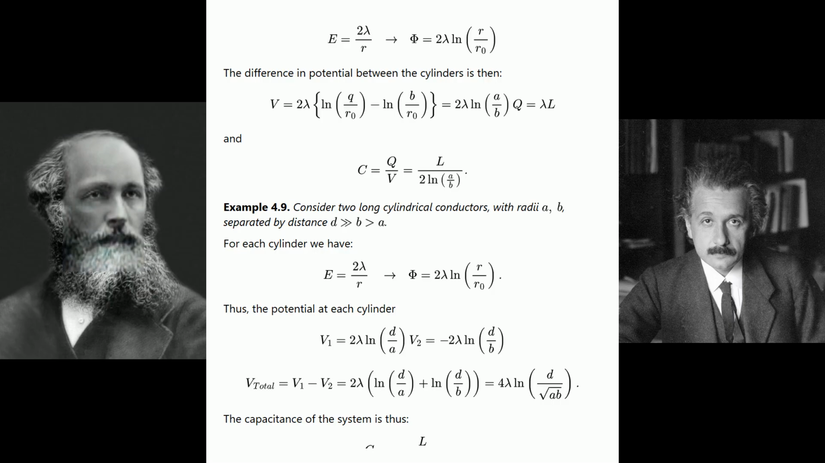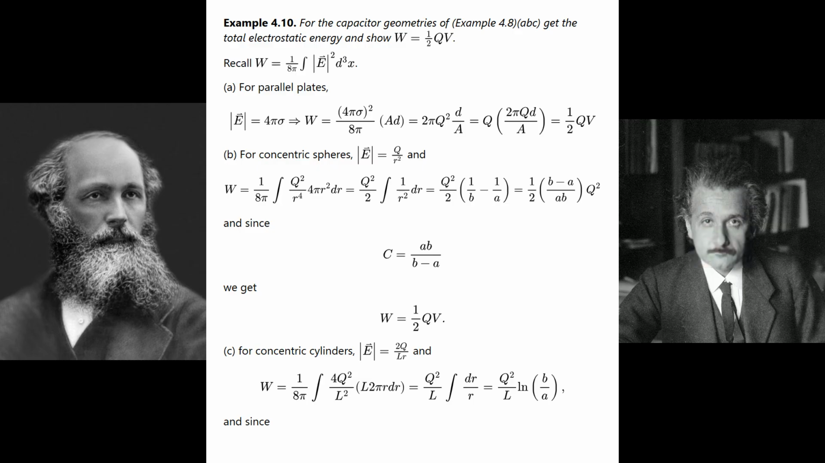Example 4.9. Consider two long cylindrical conductors, with radii a, b, separated by distance d much greater than b greater than a. For each cylinder we have, see the equation shown. Thus, the potential at each cylinder, see the next equation. See the equation shown. The capacitance of the system is thus, see the next equation.